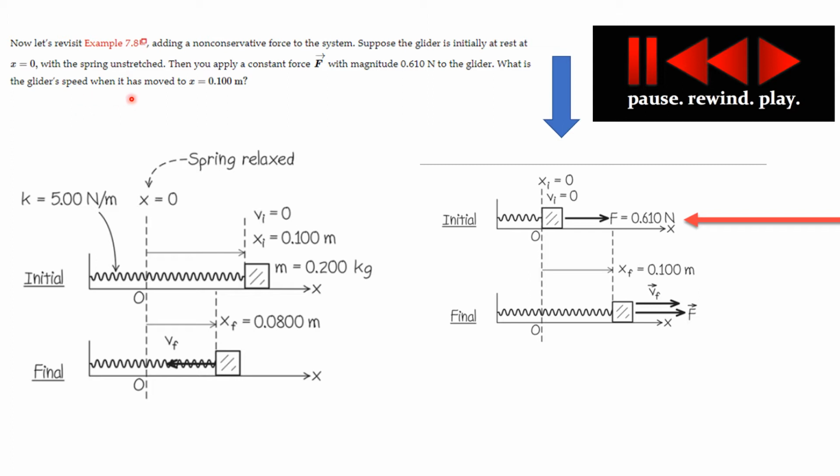So we ask the question, what is the glider's speed when it is moved to the point x equal 0.100 meters? So you see you're starting at 0, you're pulling it out, so this is x initial, that is velocity initial. And you want to know how fast is it, what's its speed when you reach this point, x final equals 0.100. And so you've got F pulling this way, but you also have v final. So again, we're introducing a new force. You know what to do. Let's see how you did.